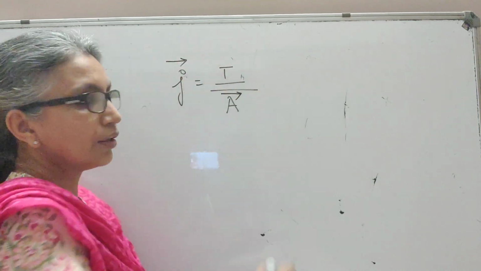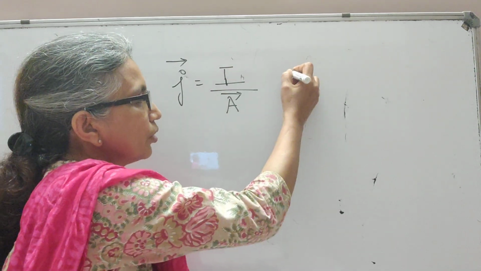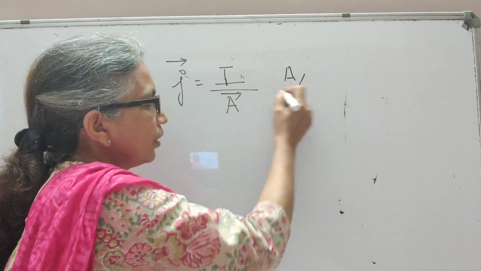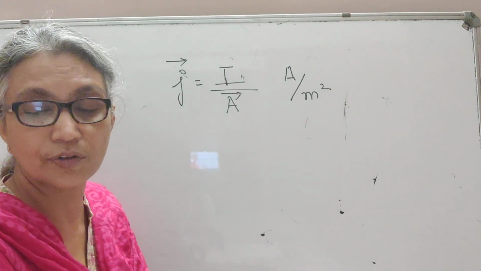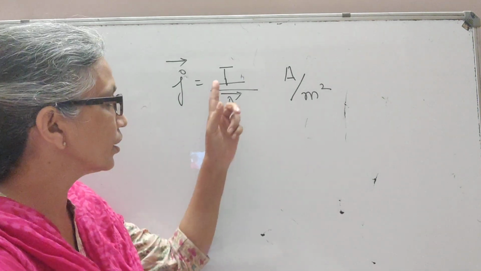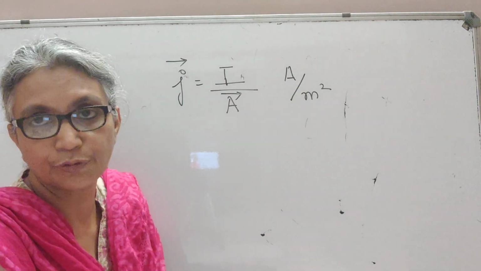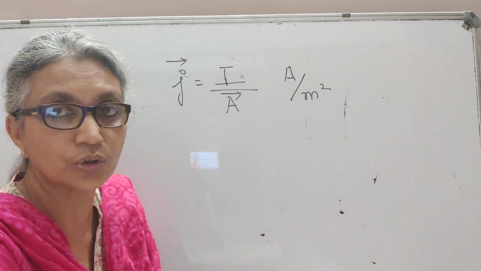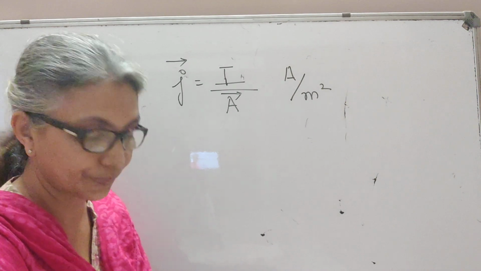Now here we have area being a vector, and J is also a vector quantity, current being a scalar quantity. Its SI unit is current, ampere, per area, meter square. So this is something new to you. You have not learned this in 10th standard. Current density J is I by A. SI unit is ampere per meter square, defined as the current passing through unit area of a conductor. And this is a vector quantity.